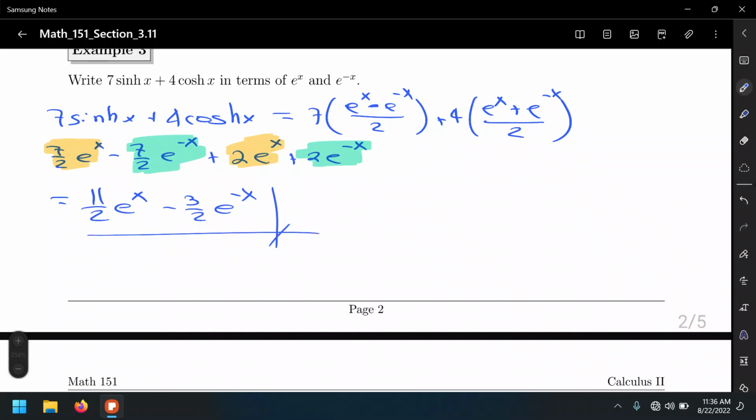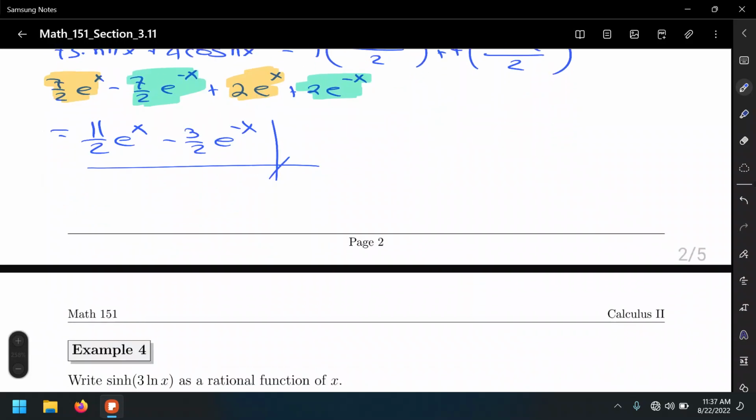So what we did is write that expression in terms of hyperbolics into that of an exponential version. All right? Any questions about it? All right, let's move on to the next one.